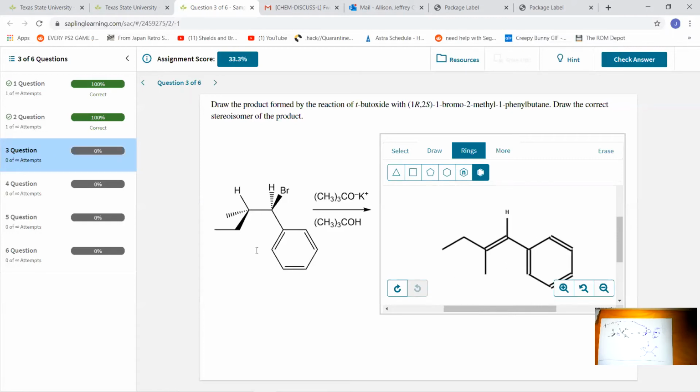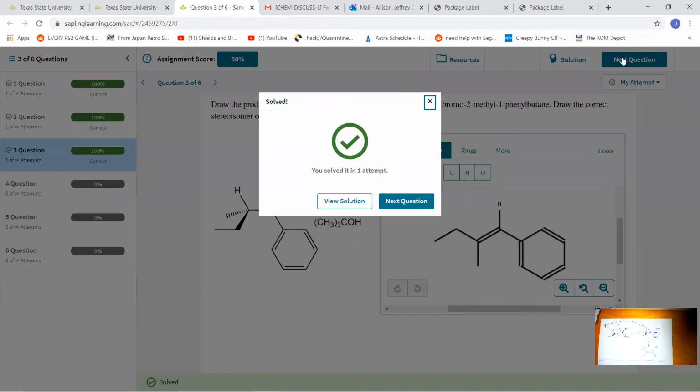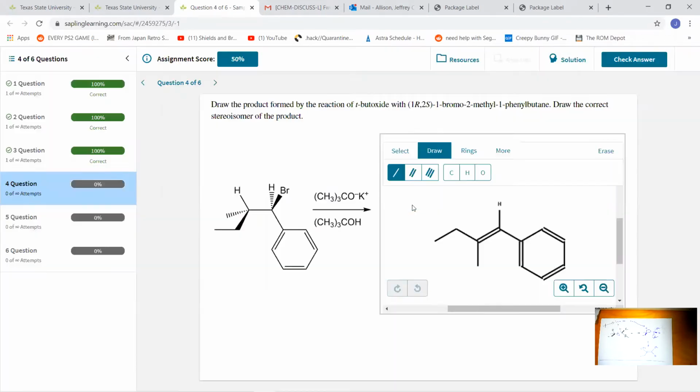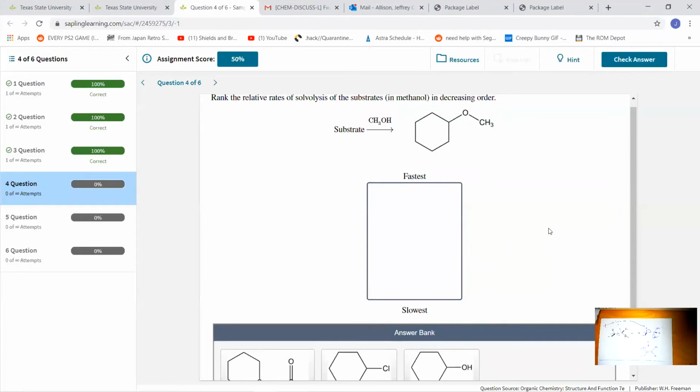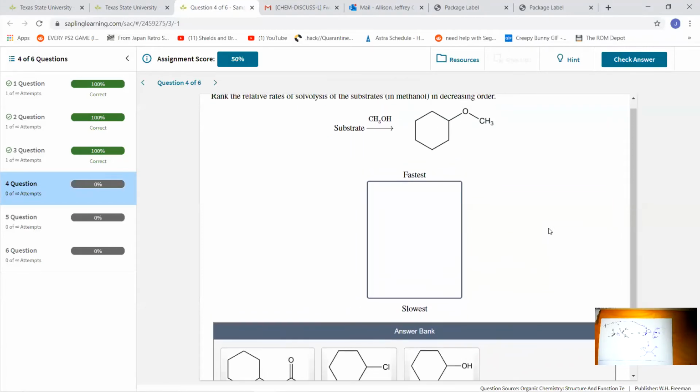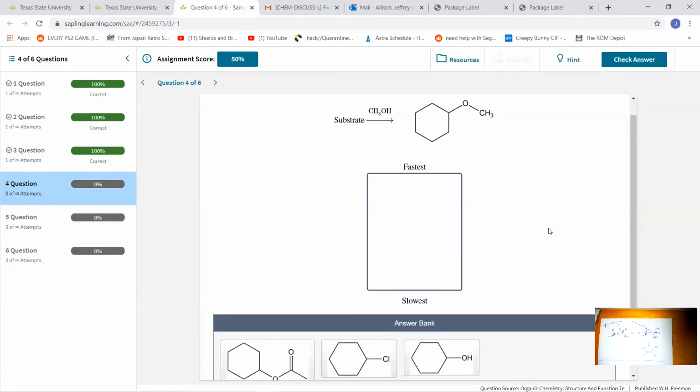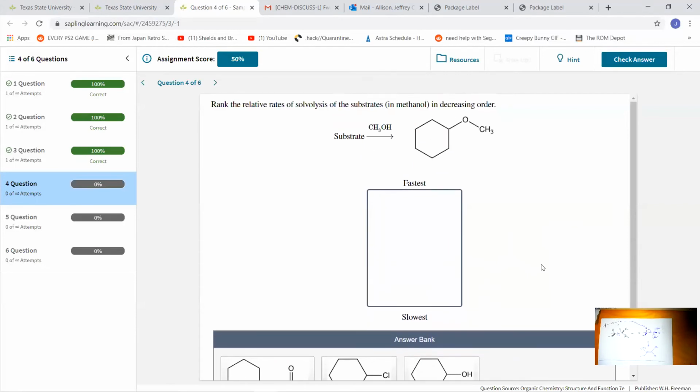Since they didn't draw in any of the hydrogens here, I'm not going to draw them in either. I just drew the one in on the double bond. So I think that's everything. So check my answer. Okay, so we got that. We're moving on. Now some of the questions are not going to take you a lot of time. Some are going to be like this, where you have some choices and you're supposed to put that in and fill the chart out. So here, this is a solvolysis reaction.